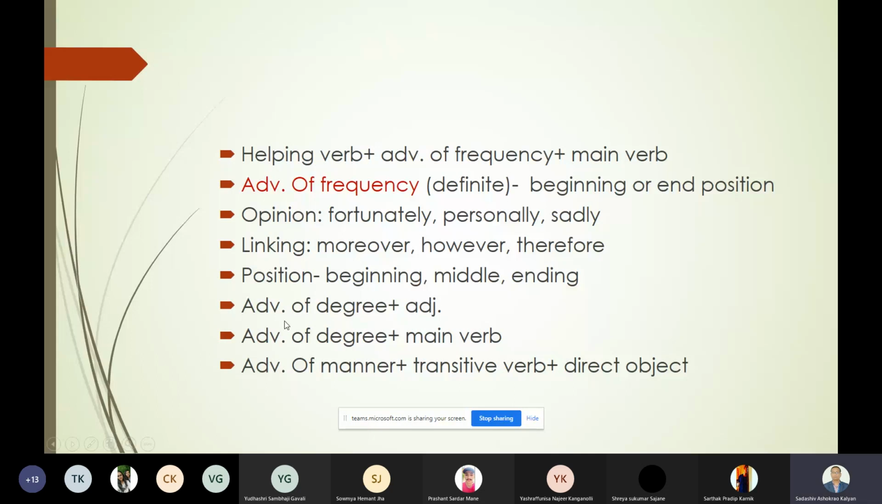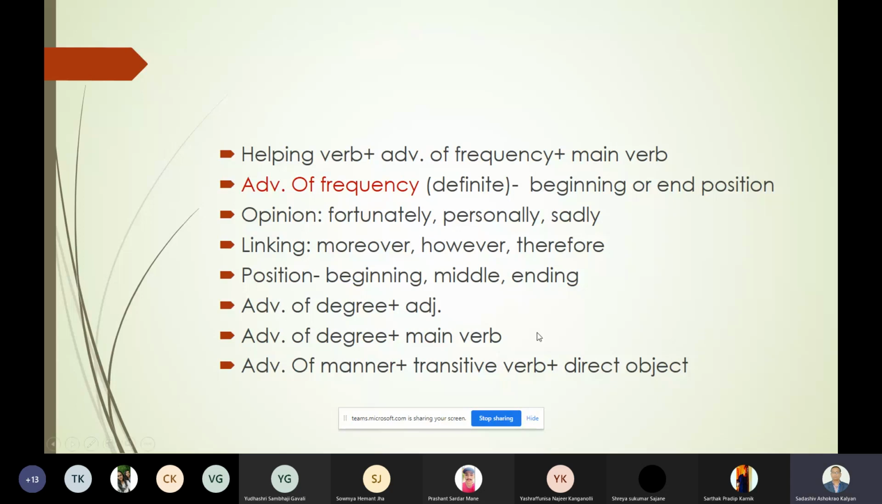So adverb of degree: whenever we are using an adverb of degree, we want to keep in mind that we are going to use an adjective here. Whenever we are using the adverb of degree, we are also going to use the main verb. When we use the adverb of manner, we also use the transitive verb and the direct object.